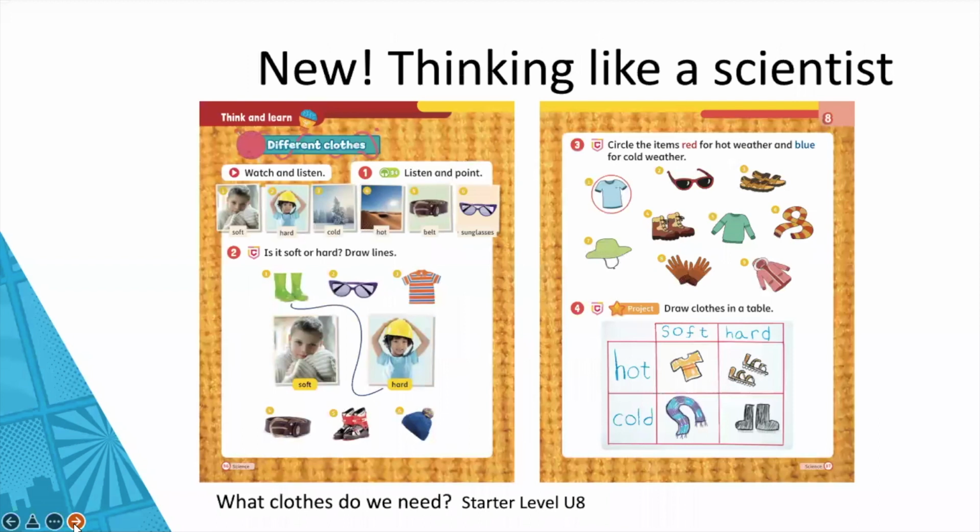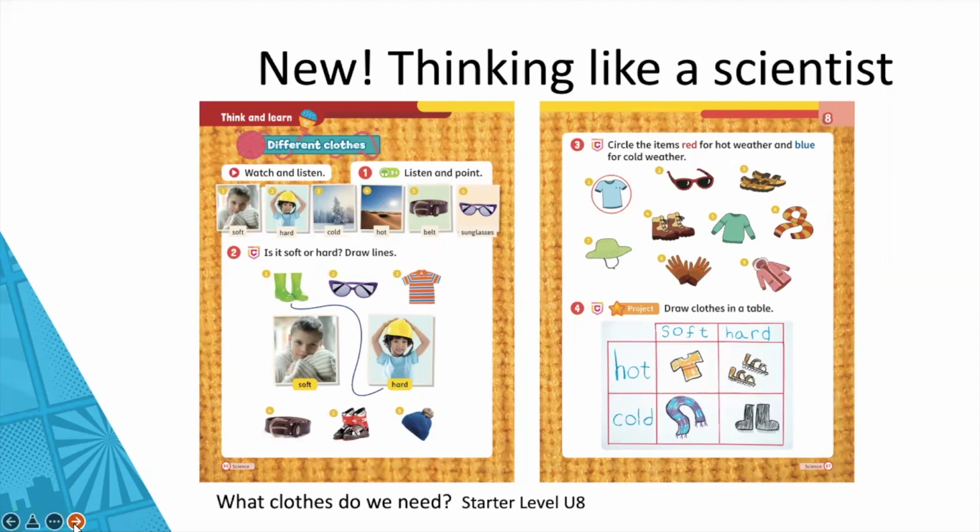New, thinking like a scientist. My first example is from starter level unit 6 on the topic of clothes. The subject is science, and students learn about the properties of materials, soft or hard, and for hot or for cold weather. The first task involves critical thinking when classifying one set of properties, and the project involves thinking about two sets of opposite properties, soft or hard, hot or cold. Students think critically again because they need to understand links between the ideas.